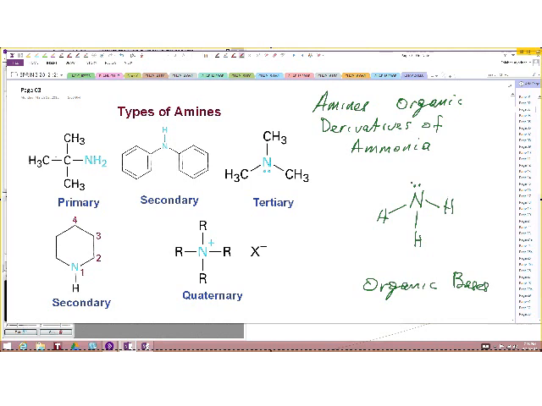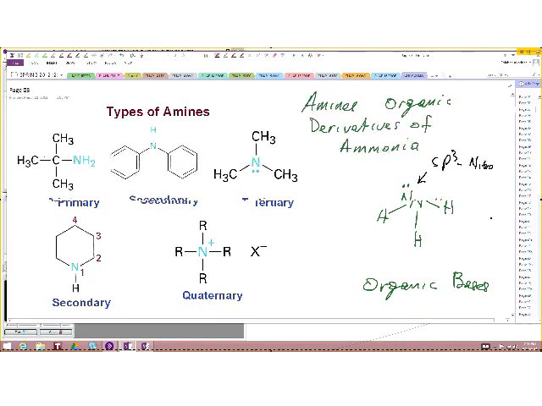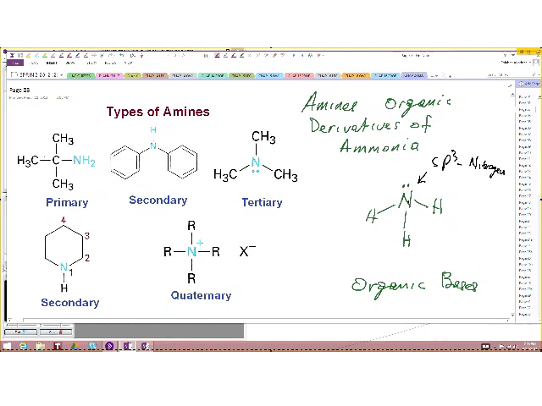Unlike the alcohols, this non-bonding pair of electrons is readily available to be used as a base as well as used as a nucleophile. Of course, the hybridization of this nitrogen here, this is an sp3 hybridized nitrogen. That means for most of the amines that we are going to encounter, the hybridization of the nitrogen atom will also be sp3.